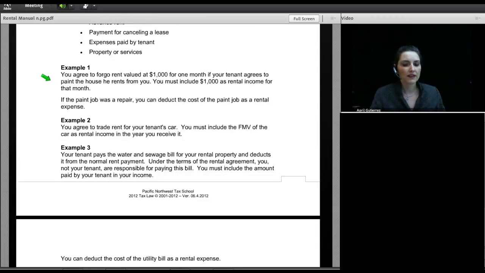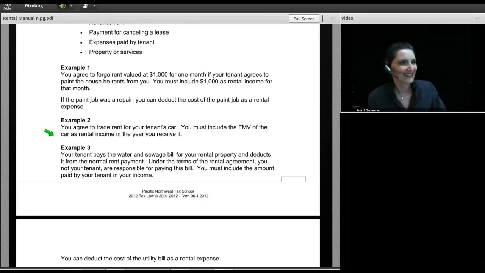You must include $1,000 as rental income for that month. If the paint job was a repair, you can deduct the cost of the paint job as a rental expense. Example number 2, you agree to trade rent for your tenant's car. You must include the fair market value of the car as rental income in the year you receive it.